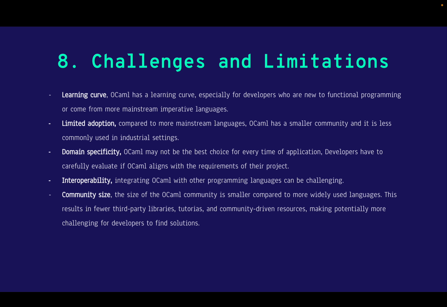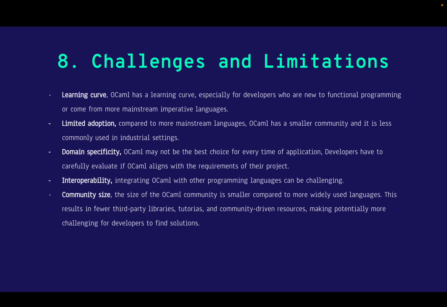The challenges and limitations that come with OCaml are few, as there's a difference between an imperative language and a functional programming language. Learning curve. OCaml has a learning curve, especially for developers who are new to functional programming or come from more mainstream imperative languages. Limited adoption. Compared to more mainstream languages, OCaml has a smaller community and it is less commonly used in industrial settings. Domain specificity. OCaml may not be the best choice for every type of application. Developers have to carefully evaluate if OCaml aligns with the requirements of the project.